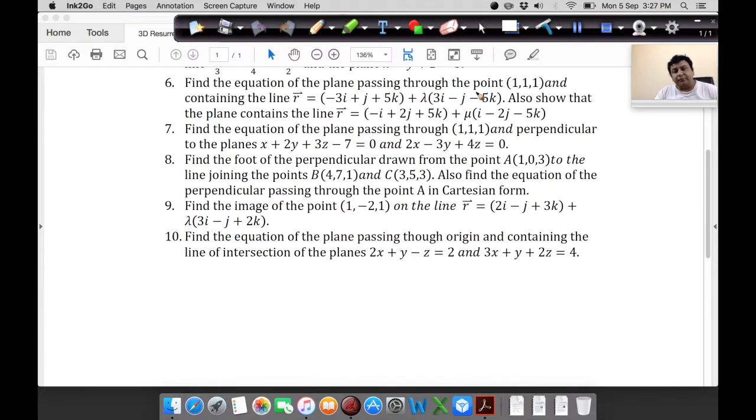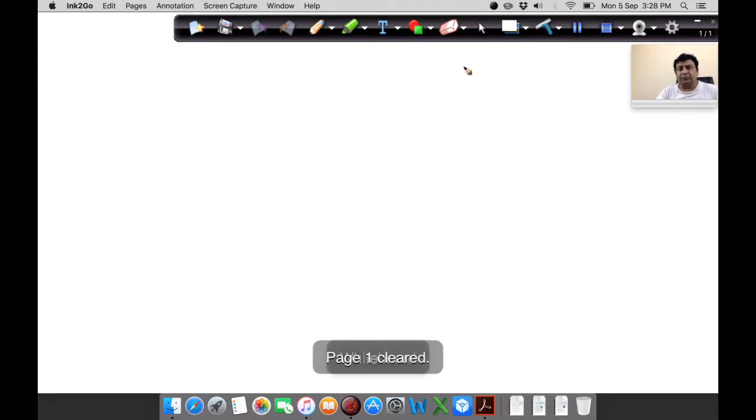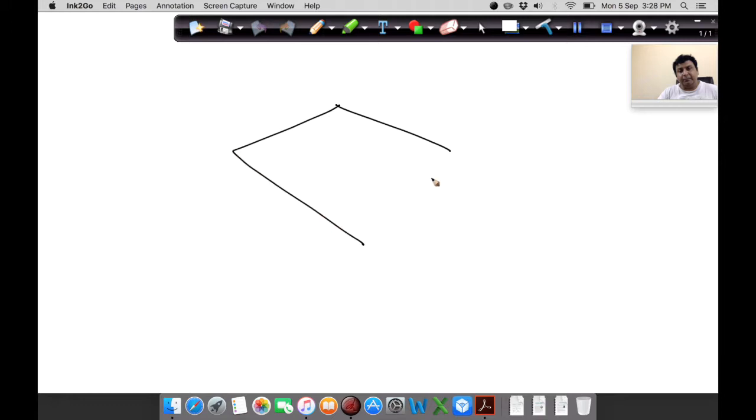Find the equation of the plane passing through this point and containing the line. This comes from the same concept, intersection of two lines. Basically we have a plane, and on that plane we have two lines intersecting. So first we find the point of intersection. How? By equating along x, y, z the lambda and mu values. As I explained already, we find the values of lambda and mu, substitute in the third, and we get the point of intersection.